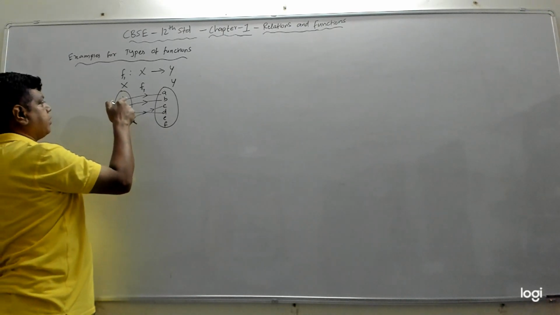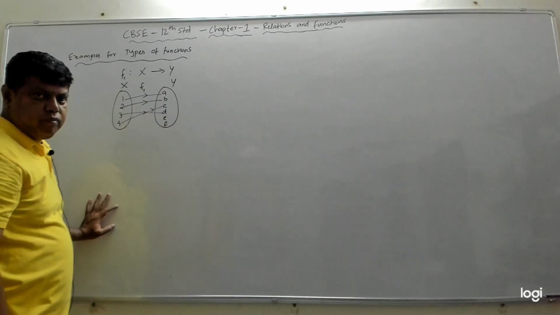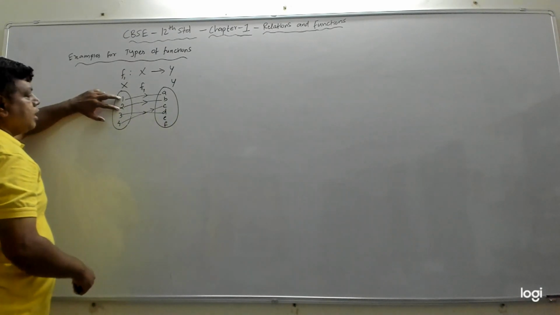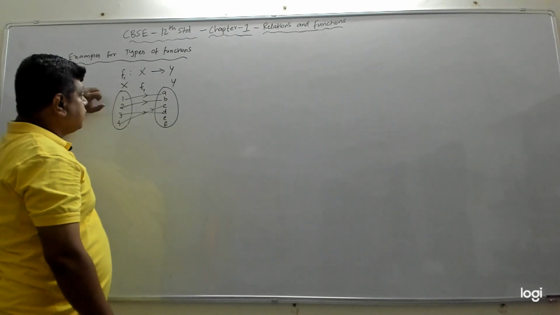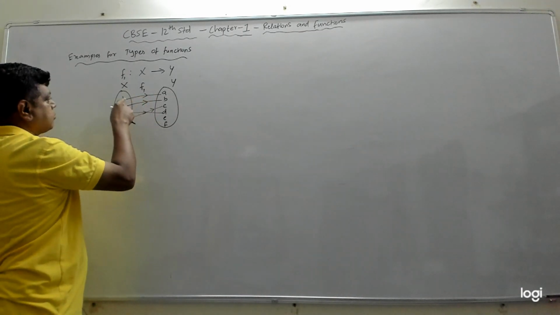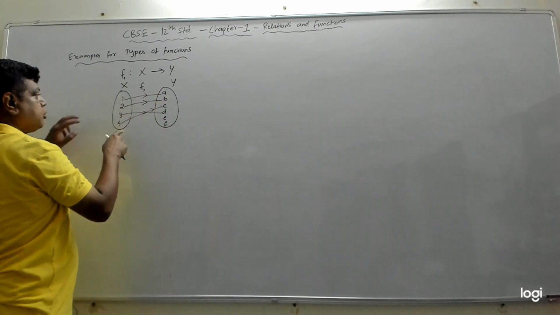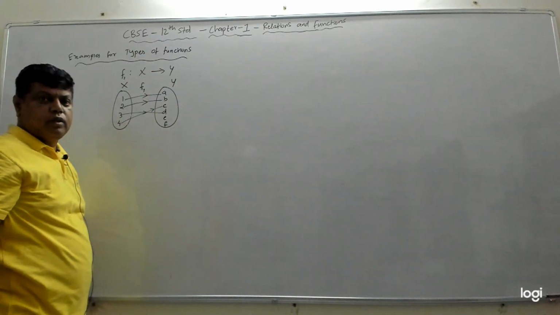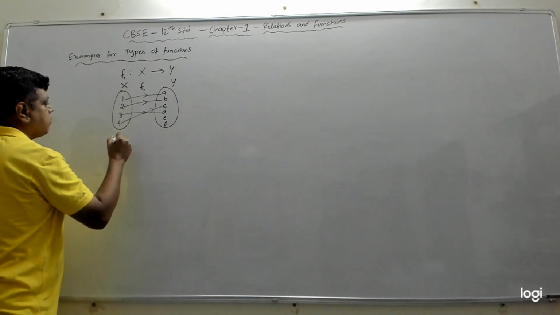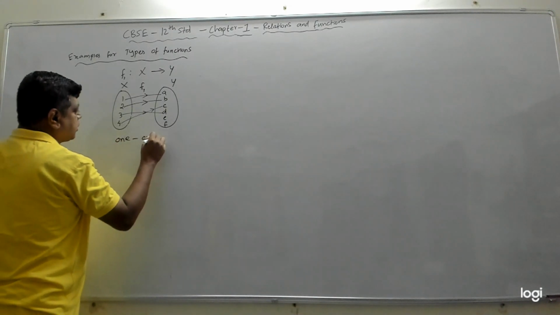Now what type of function is it? Every element is mapped to a unique element, so it is a function. And two distinct elements in X have two distinct images. They don't have the same image, so it's one-to-one. 1 goes to A, then 2 doesn't go to A; 2 goes to a different element. When two different elements in X go to two different images, then it is a one-to-one function. So it is an example of a one-to-one function.